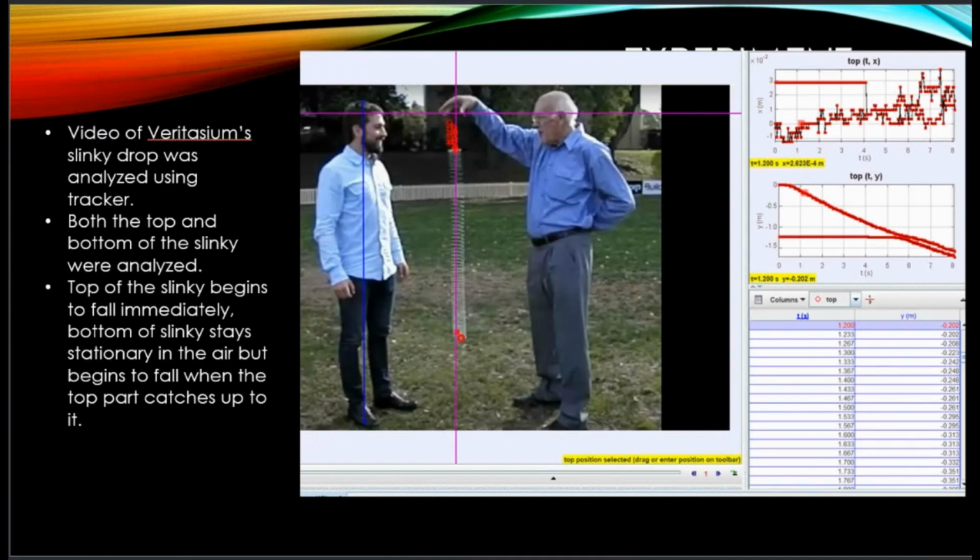For the experiment, a video of Veritasium's slinky drop was analyzed using Tracker. Both the top and the bottom of the spring were analyzed. As you can see from the y position versus time graph, the top of the slinky begins to fall immediately, but the bottom of the slinky stays stationary in the air, and begins to fall when the top part catches up to it.